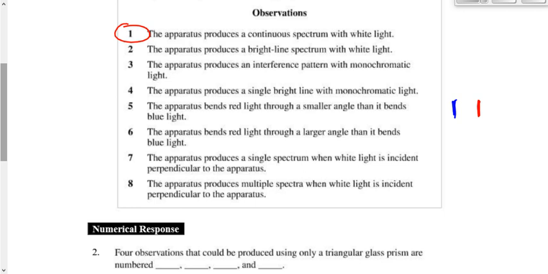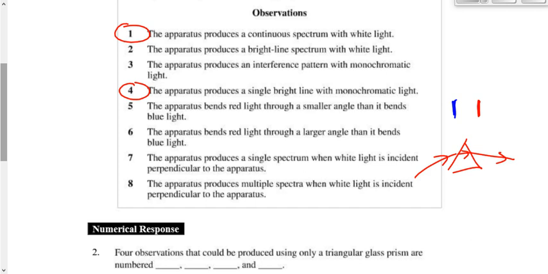Does the apparatus produce an interference pattern with monochromatic light? No. A diffraction grating produces an interference pattern, right? With monochromatic light. But a prism produces a single bright line with monochromatic light. Okay? The one color goes through and it produces a single bright line on the other side.